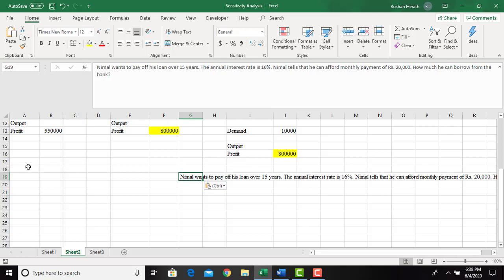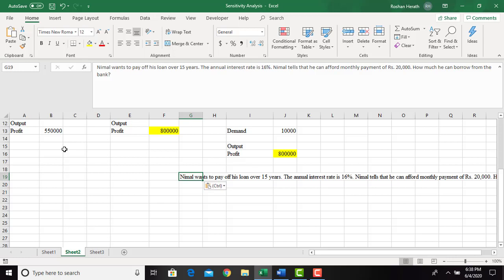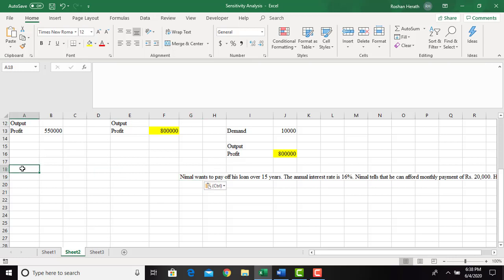So when we look at Nimal's condition, he wants to pay off a loan over a period of 15 years. And the annual interest rate should be 16%. And the only amount that he can afford is 20,000. Then it asks how much he can borrow from the bank. So therefore, you need to figure out what is the loan amount.